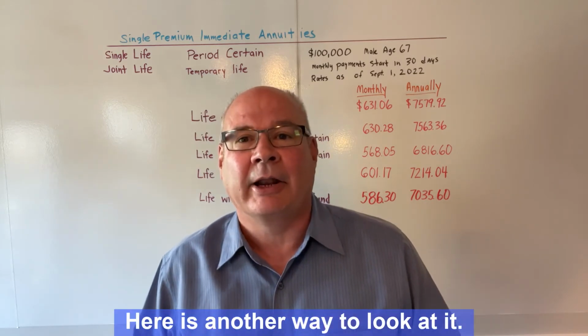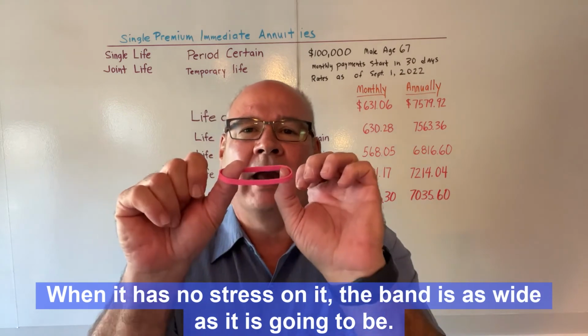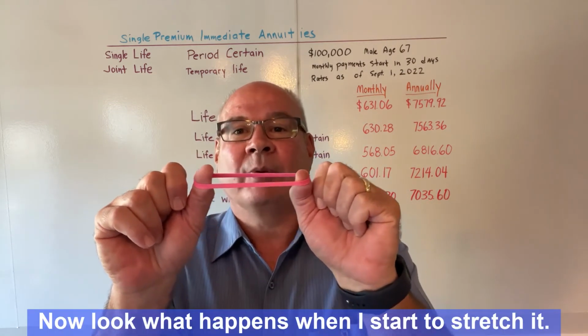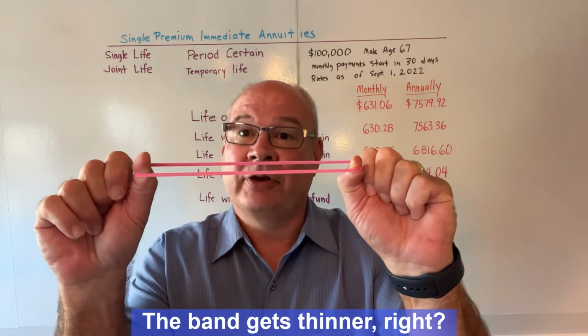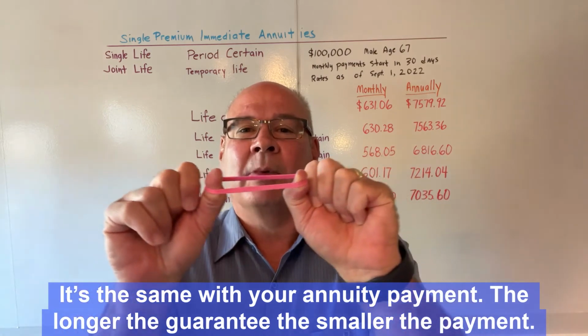Here's another way to look at it. Take this rubber band. Now, when there's no stress on this band, it's going to be as wide as it's going to be. Now look what happens when I start to stretch it. The band gets thinner, right? It's the same with your annuity payment. The longer the guarantee, the smaller the payment.